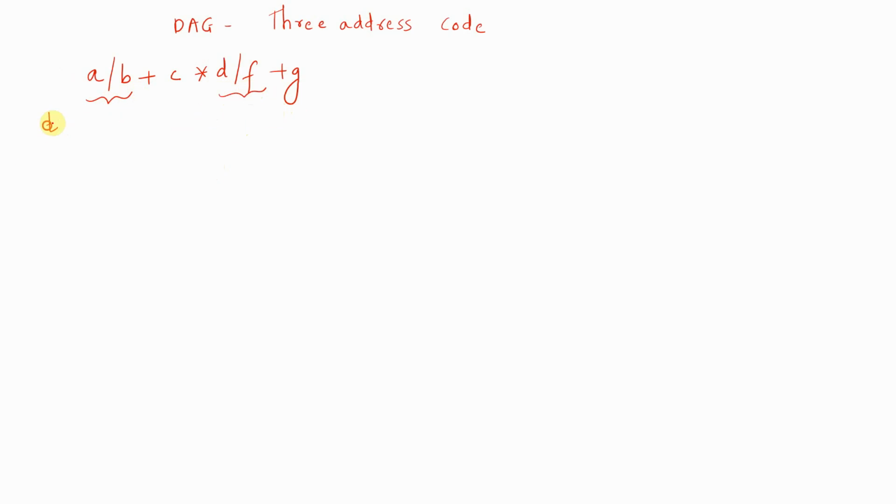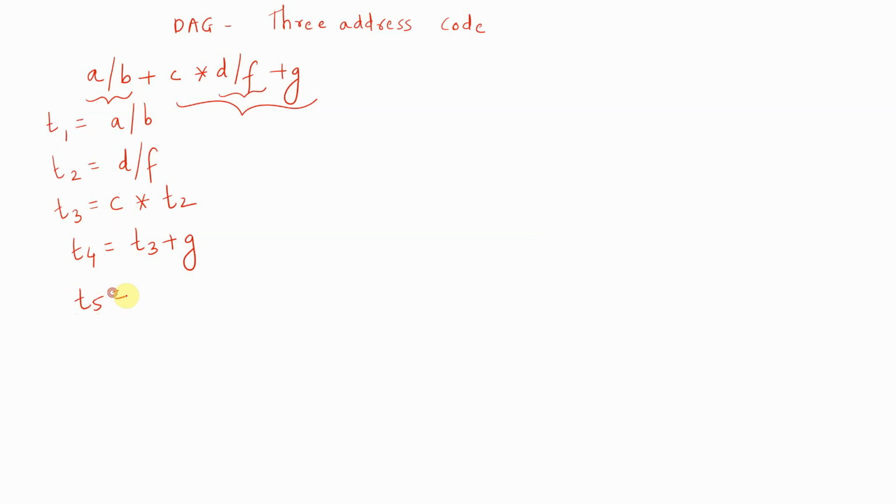So I create temporary T1 which will evaluate A by B. I create a second temporary which will evaluate D by F. Then we have this multiplication operation, so T3 will be equal to C into T2. Then T4 is equal to T3 plus G. And finally T5 is equal to T1 plus T4, since A by B is there in T1 and this part is there in T4.